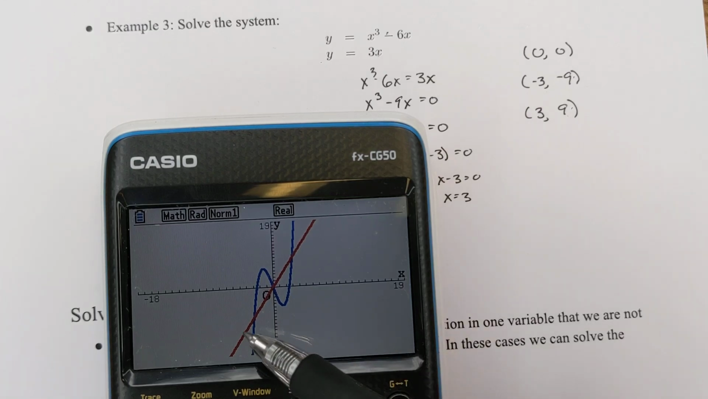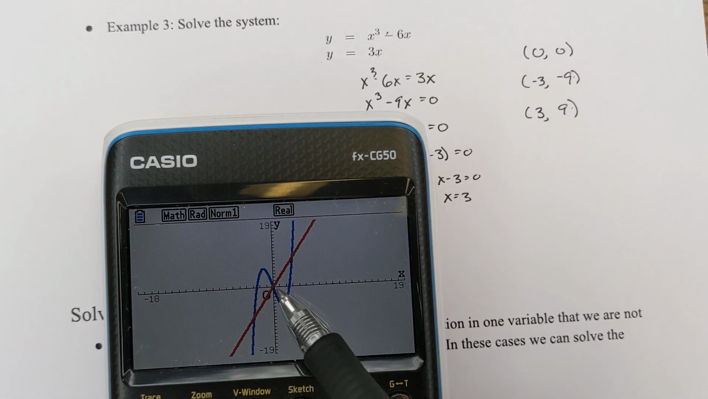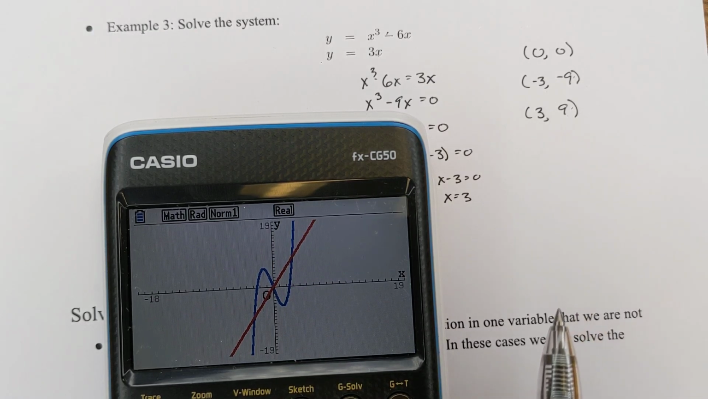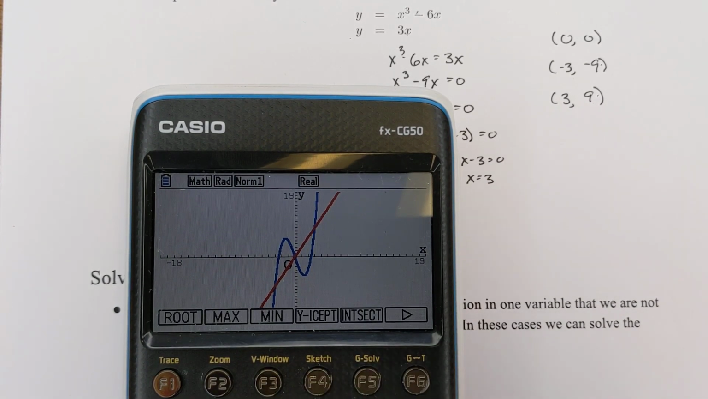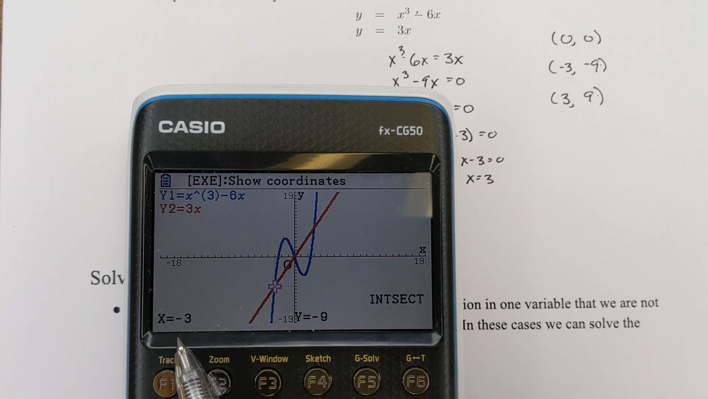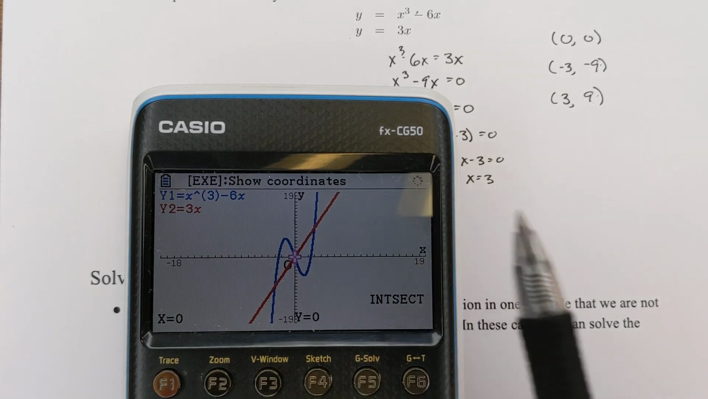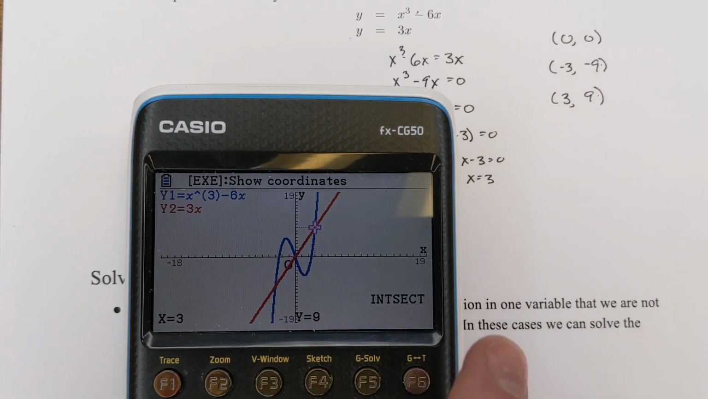So if you see, there's 3 places the graphs cross. I have 3 solutions. That one's the -3, -9. That one's the 0, 0. That's the 3, 9. Most of your calculators can actually solve those. On this Casio, if I press the G-Solve key, F5, I can search for intersections by pressing F5 again. So -3, -9. If I hit the right arrow, 0, 0. The right arrow again, 3, 9. So the same points I had up here.